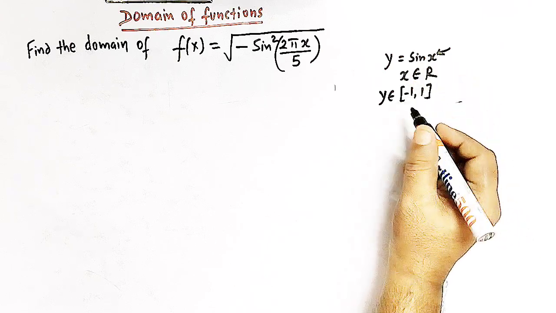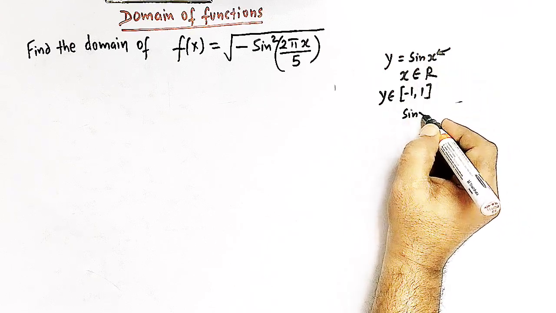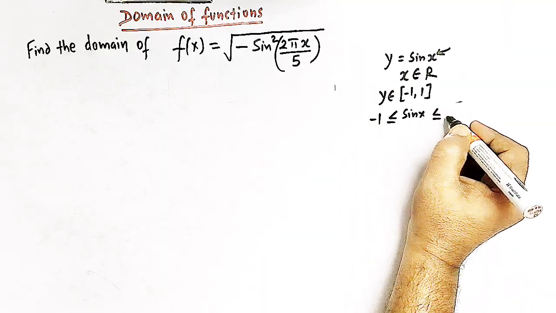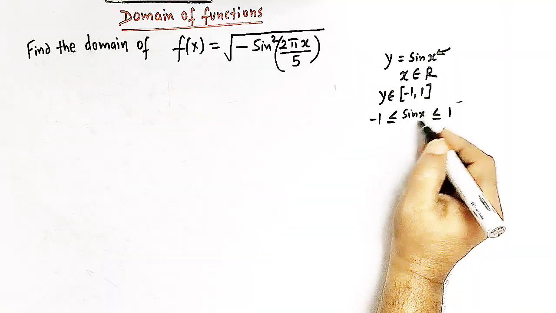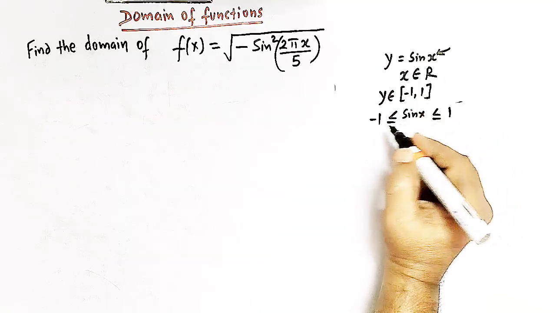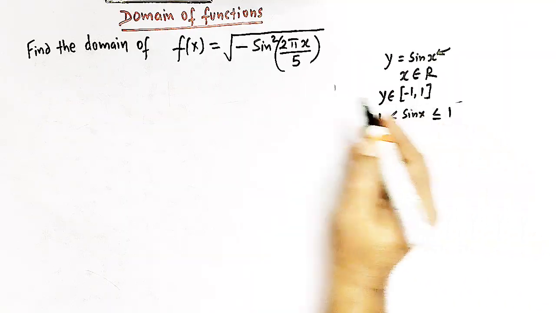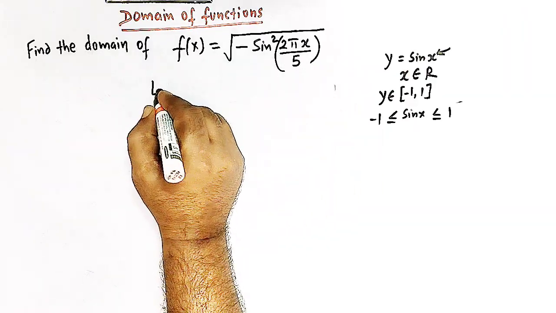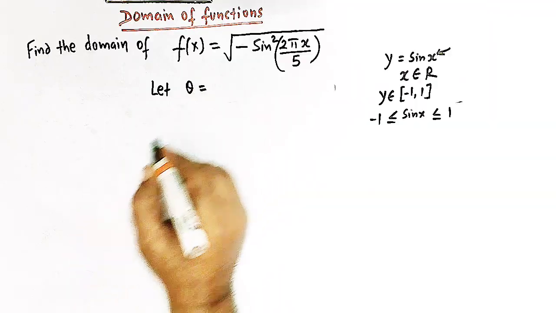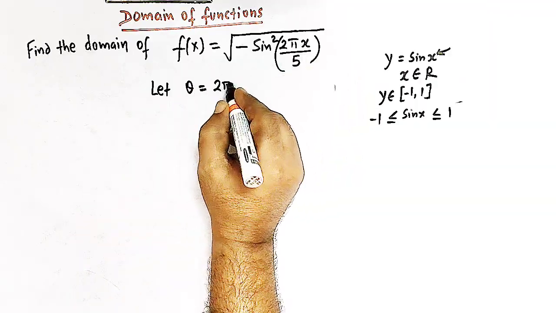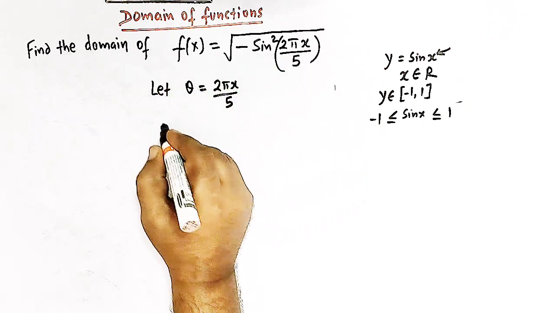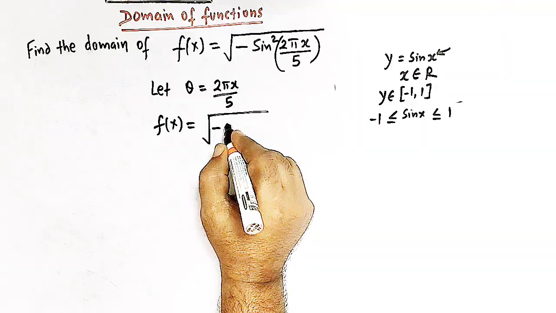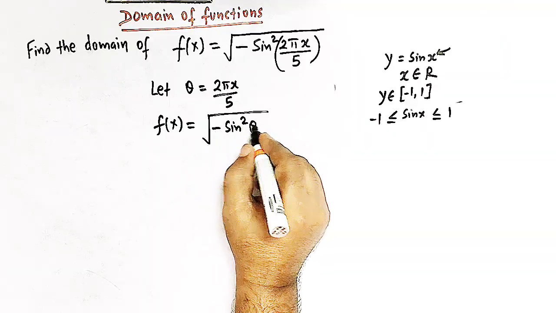So here we can also write sine x is greater than or equal to -1 and less than or equal to 1. That is, the range of the sine function is from -1 to 1, including -1 and 1. Now see, if we take 2 pi x over 5 as theta, right? So if we take theta is equal to 2 pi x over 5, then our function assumes the form that is square root of negative of sine square theta.